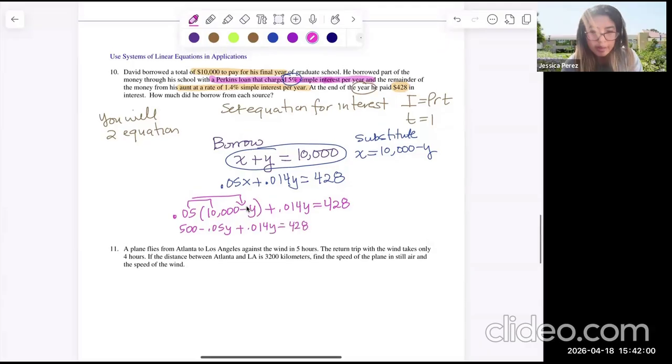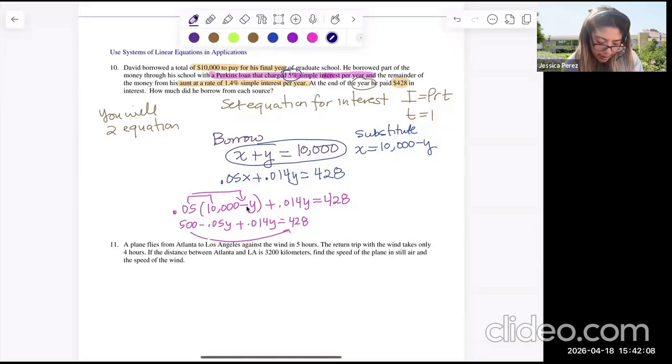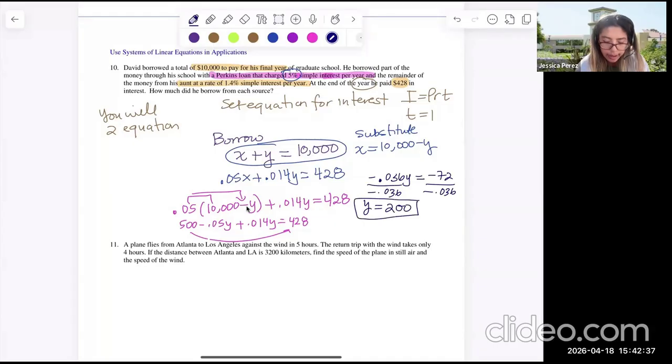I'm going to isolate it and bring the 500 over. So bring this over and combine the y's. So negative 0.05y plus 0.014y, it's a negative 0.036y is equal to negative 72. So then divide it out by negative 0.036, and that gives you the total amount he borrowed from his aunt: $200. So y is 200.